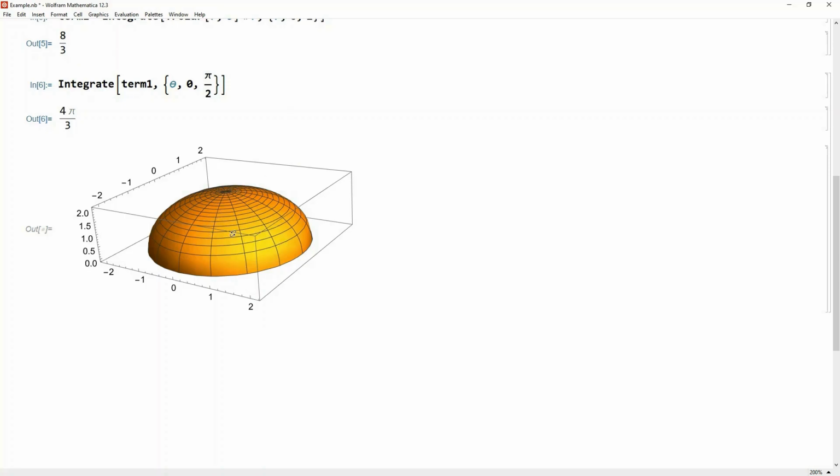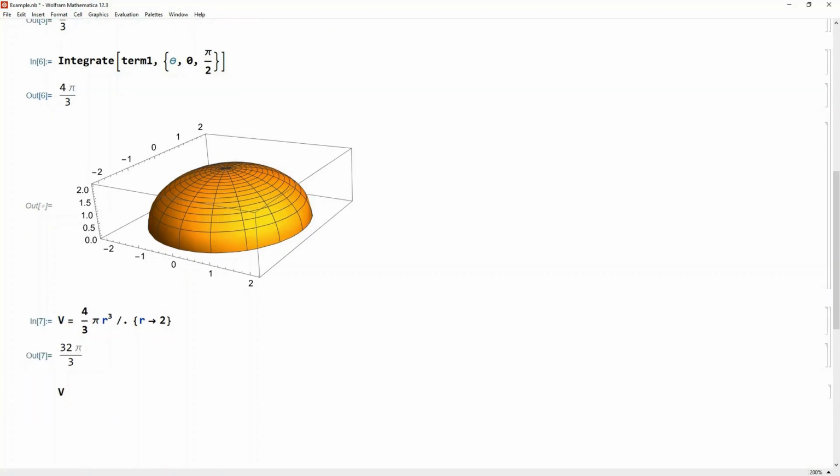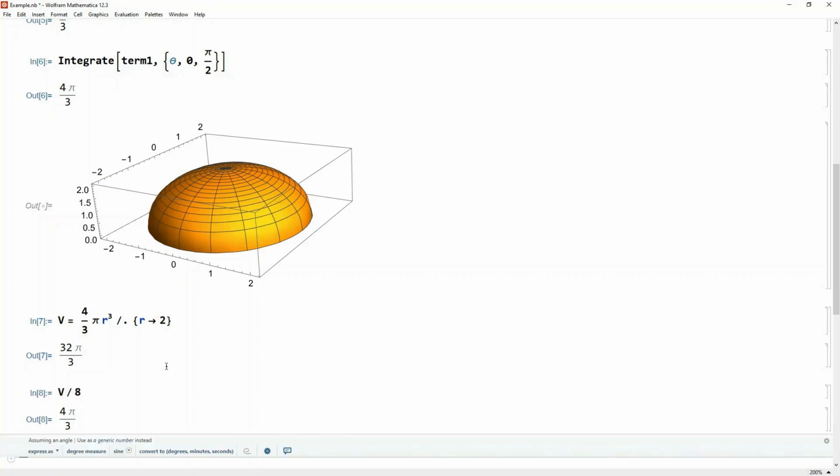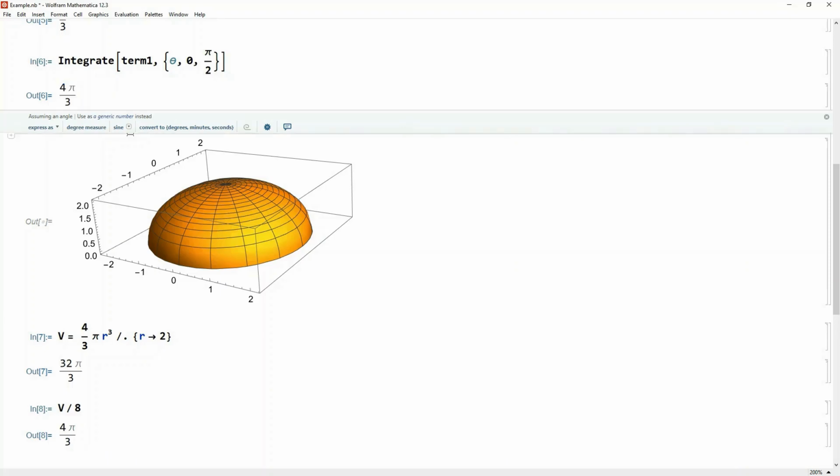So really what we're getting is the volume of 1/8 of an entire sphere, right? So the volume of a sphere, isn't that 4/3 pi r cubed? That was the volume of a sphere. And again, we want to say the radius here is 2. So this is the volume of an entire sphere, but we actually want just 1/8 of this, right? So if you do that, we end up with 4 pi over 3, which is exactly what we got earlier. So this checks out, and this seems to work quite nicely.